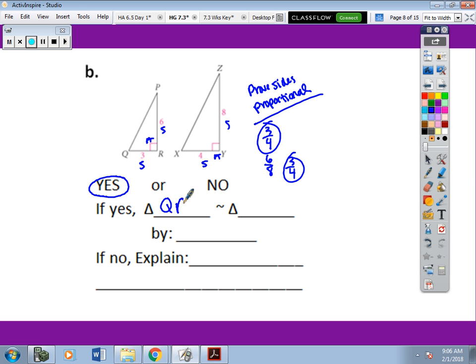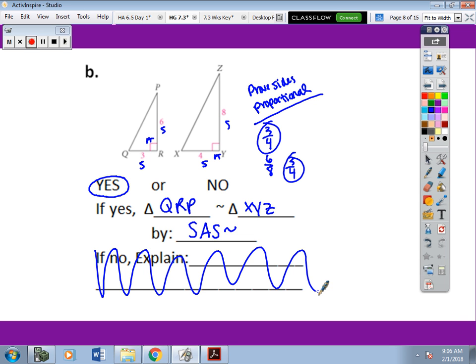Triangle QRP is similar to XYZ by the side, angle, side similarity postulate. If you were to get that one of them was not proportional, so let's suppose this one was 3/4 and this was 6/7, you would say no, and your reason would be that the sides are not proportional. That's usually the reason for no.